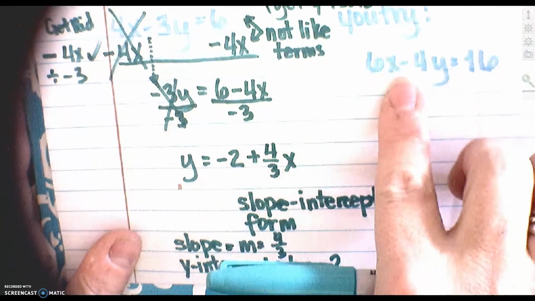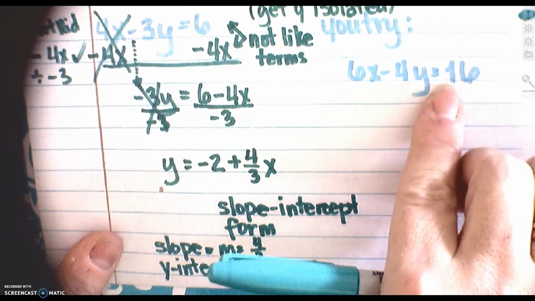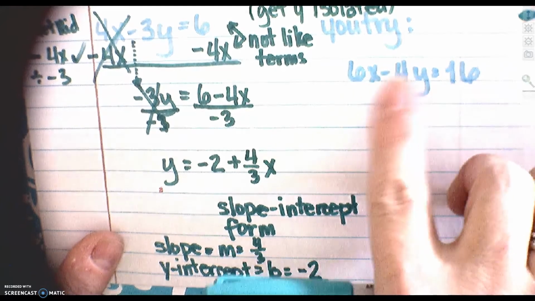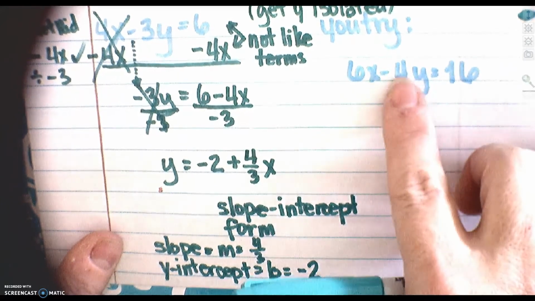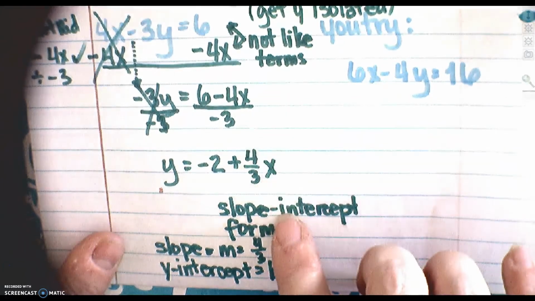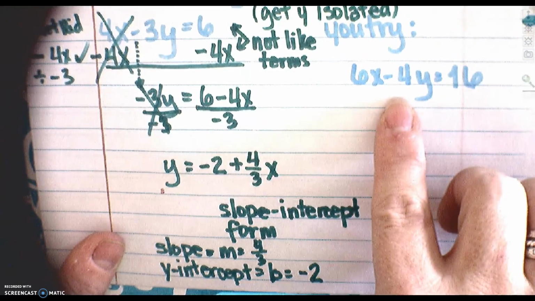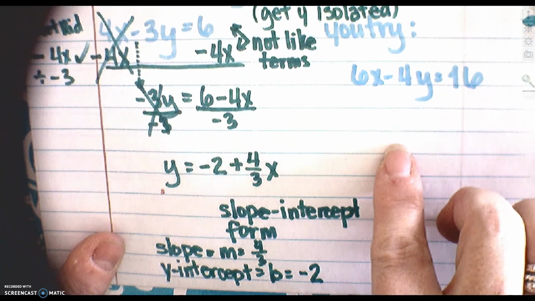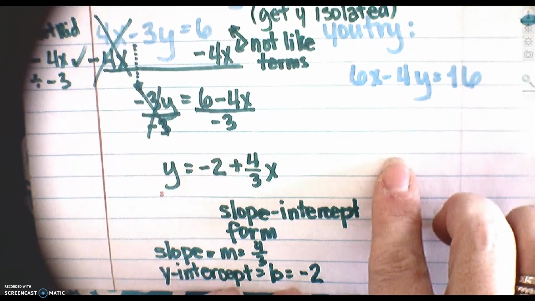So now I want you to try. Here's the equation: 6x minus 4y equals 16. Please try to get this into slope-intercept form just like I did for you with this equation. Follow what I did. Try to do the same thing over here. See if you can get this in slope-intercept form correctly. And I'll let you in on the right answer tomorrow so we can see if you did it correctly.